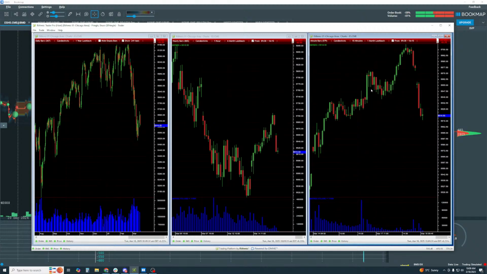But we were looking for the continuation move here. We have the up move. We're above all these areas on the hourly here in the middle. Okay, this is the daily over on the left, hourly here in the middle, and then on the right hand side we have the 15-minute.